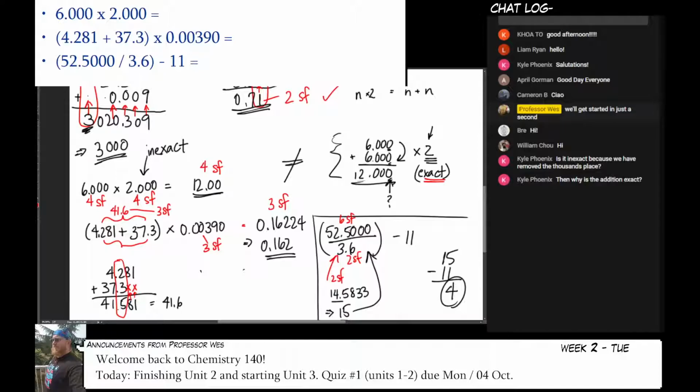Now, I can't do this addition if this is not an exact number. So if I multiply by 2.000, that's not the same as exactly 2. And thus I have to use the multiplication rules over here for this problem. So that's the difference there.